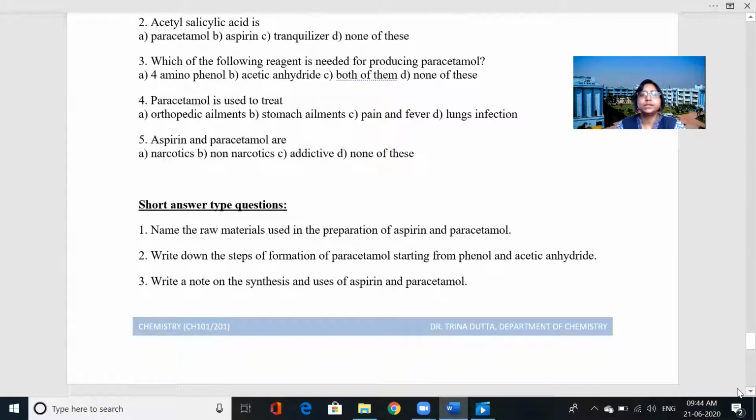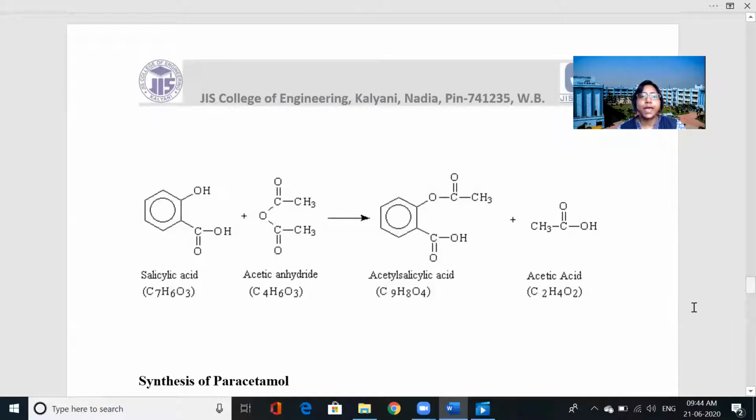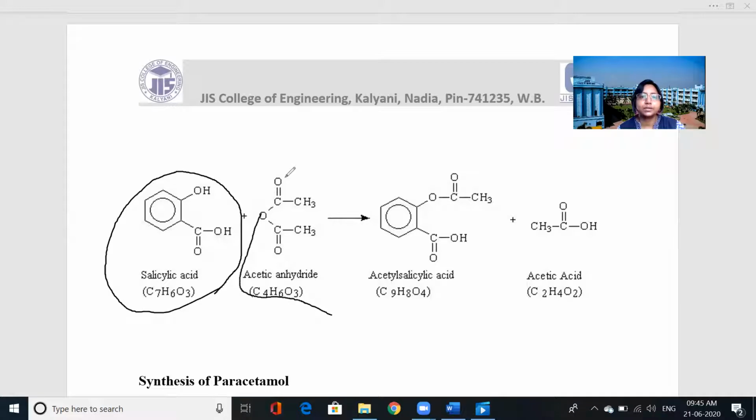Short answer type question. Name the raw materials used in the preparation of aspirin and paracetamol. So what will be the raw materials used? So first, for aspirin, you have to tell the raw materials. One is salicylic acid, another is acetic anhydride. So these two raw materials we use to prepare aspirin. So that is your answer, very easy, and try to give the structure also.